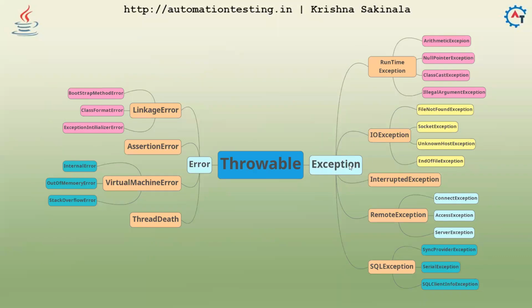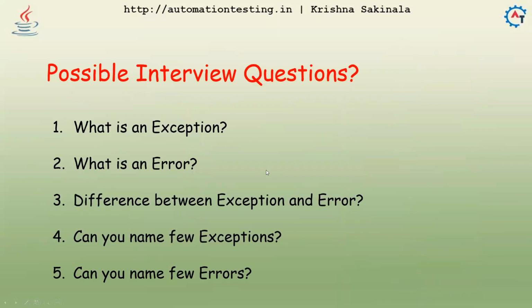So what could be the possible interview questions from this? What is an exception, what is an error, and the difference between these two? Can you name a few exceptions, can you name a few errors, and can you tell me what this exception hierarchy is? Throwable is the parent class. For that you have two child classes called Error and Exception. For Exception you have multiple exceptions. For Error also you have multiple error classes.